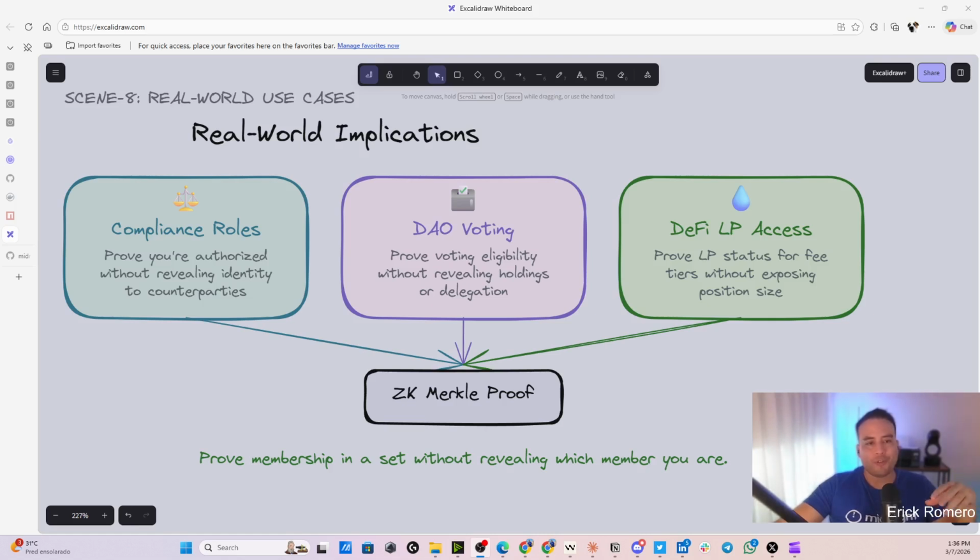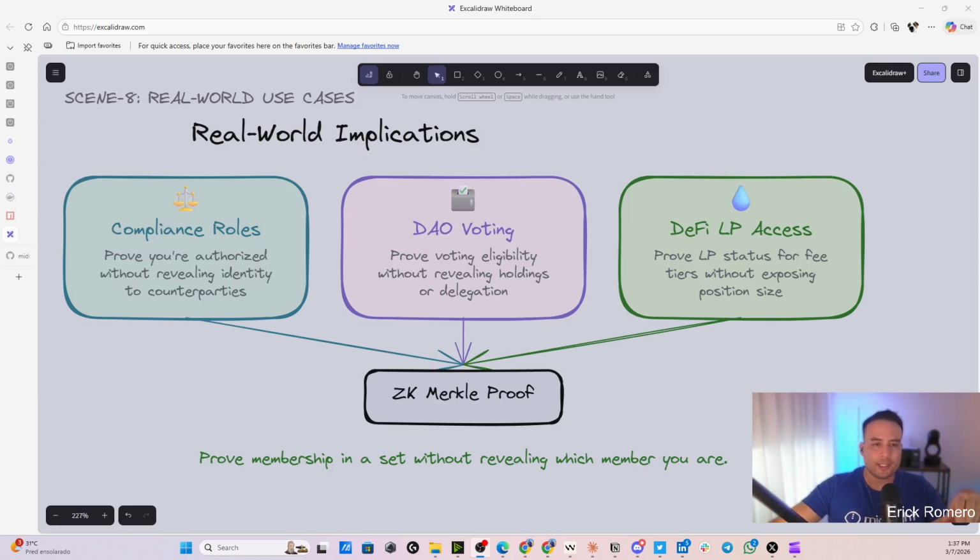DeFi LP access tiers, another use case. Protocols offer different fee tiers or pool access based on LP status. With this pattern, an LP proves they qualify for a tier without exposing their position size to competitors. LunarSwap, the DEX that OpenZeppelin built, uses this exact access control module, with LP and trader roles.